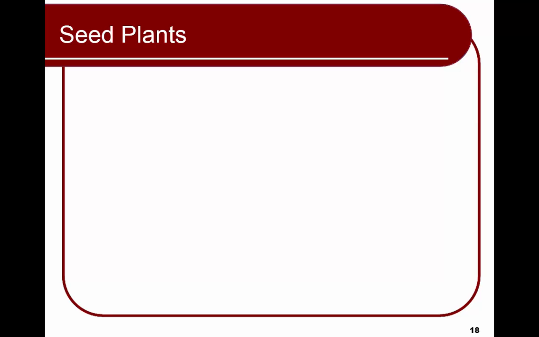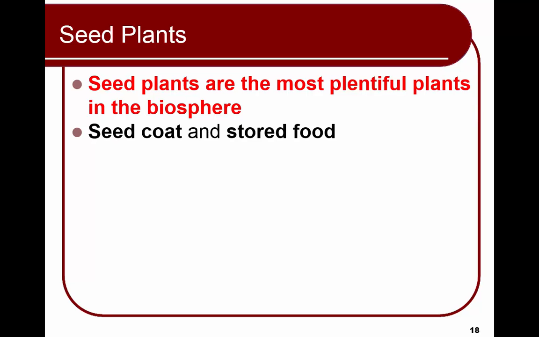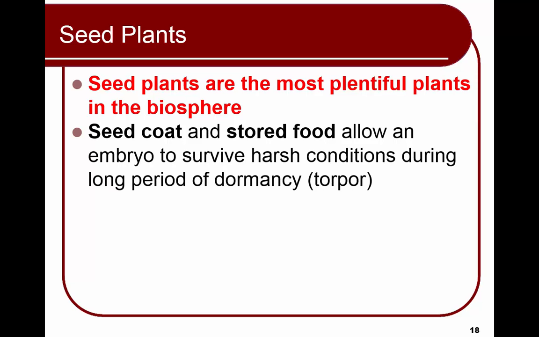Now, seed plants is our next group of plants, and these are the most plentiful plants in the biosphere. And the seeds have a sporophyte embryo, and it stores its food within a protective seed coat. This allows the embryo to survive harsh conditions during what's called torpor, or long periods of dormancy.